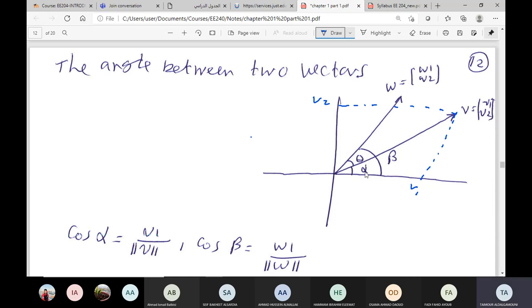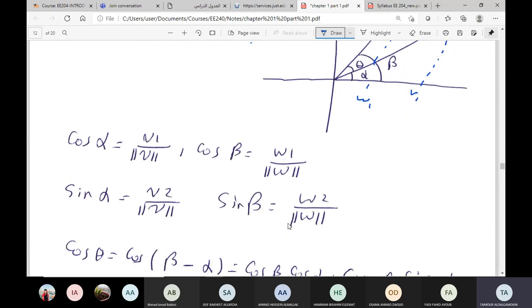And the cosine of beta, where beta is the angle that W makes with the horizontal axis. Again, this is W1 and this is W2. So the cosine of beta is W1 divided by the norm of W. And these are the sines, of course. Sine alpha is equal to V2 divided by the norm of V, and sine beta is W2 divided by the norm of W.